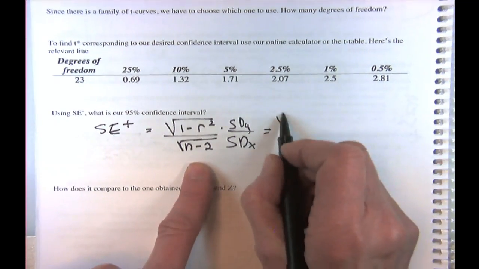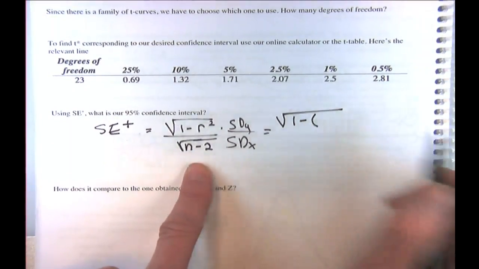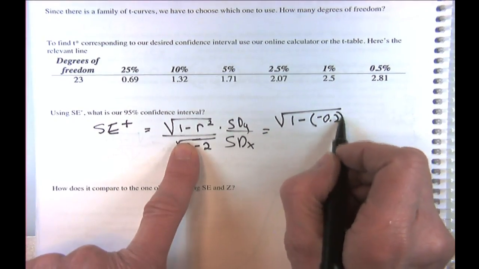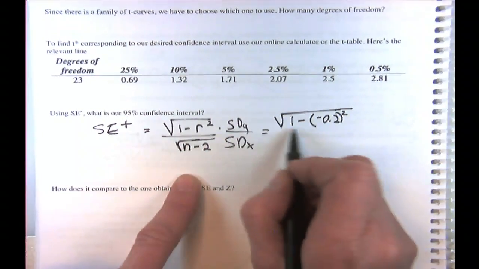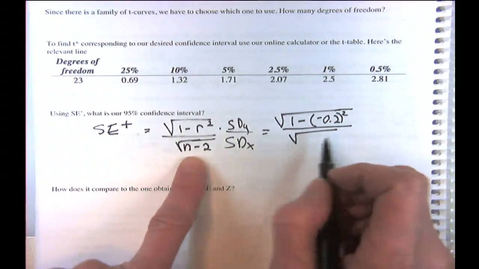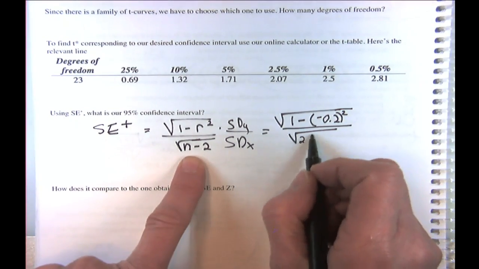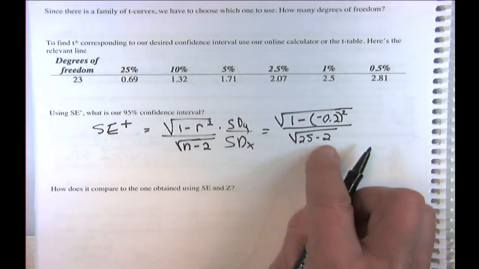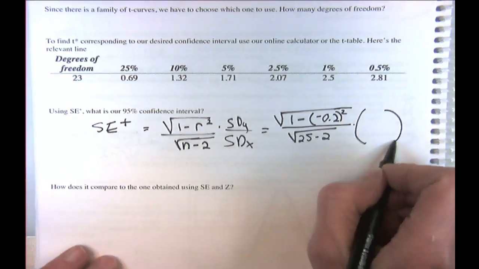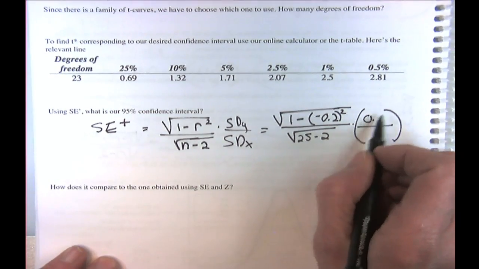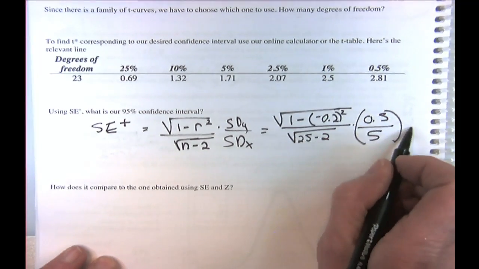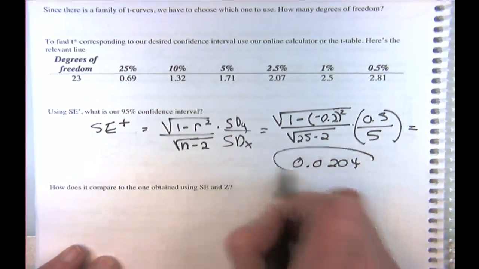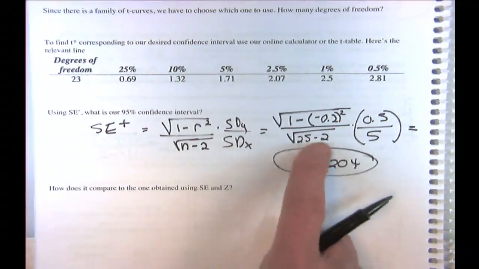So we get the square root of 1 minus, now you remember our slope was negative 0.2, so we're going to square that, and then divide by the square root of 23, which is 25 minus 2. That's our degrees of freedom. And then we're going to do the ratio of our standard deviations. So I did all that, and I got this. That's bigger. You see, it's bigger by what factor?